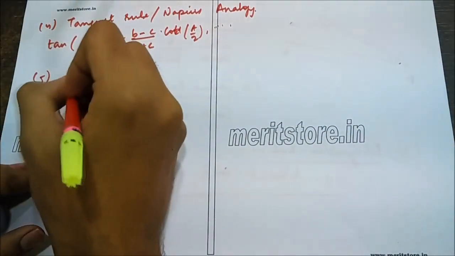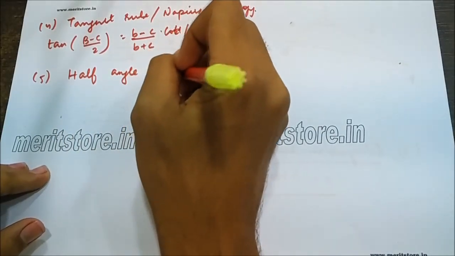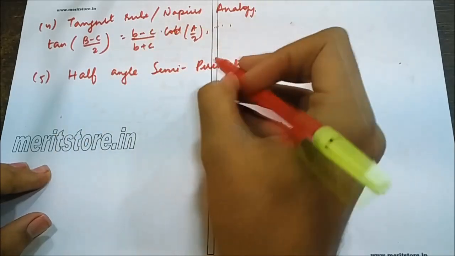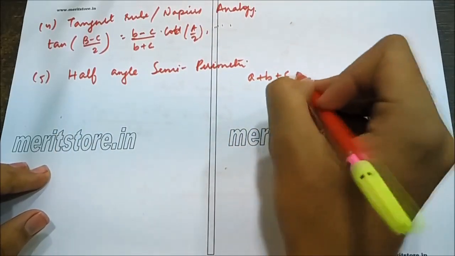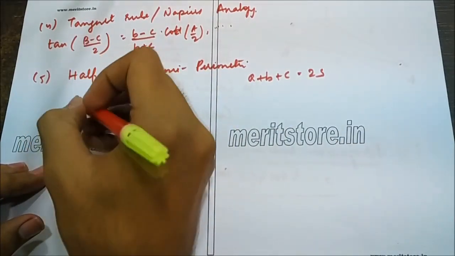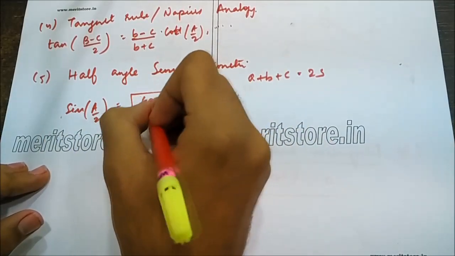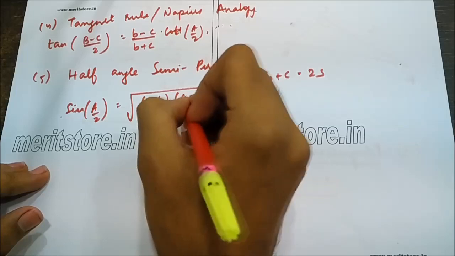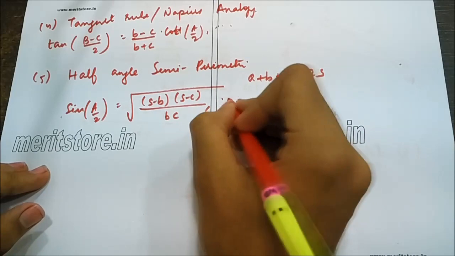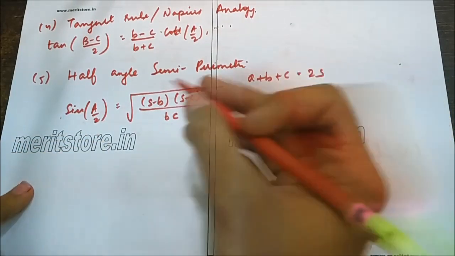The fifth one being the half angle semi-perimeter formula. So if in triangle ABC, A plus B plus C is equal to 2S, then the half angle formula, that is sine A by 2, is equal to root of (S minus B) into (S minus C) upon BC. And we can similarly find out the half angles for sine B by 2 and sine C by 2 also.